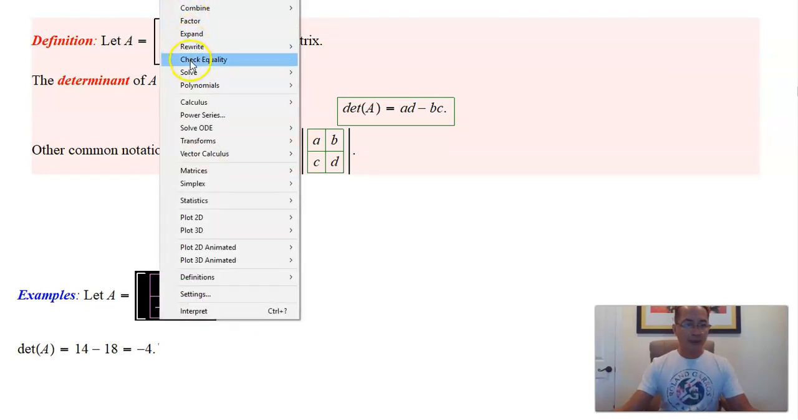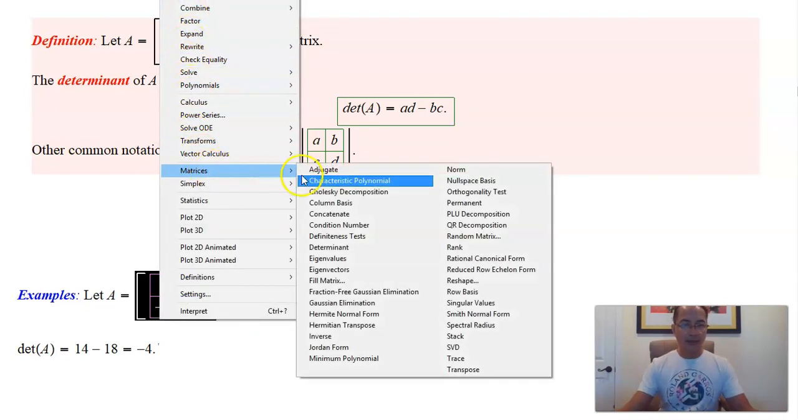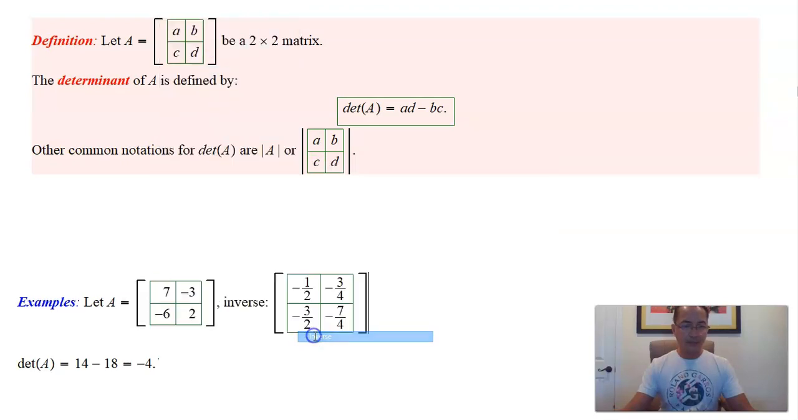Compute matrices and inverse. Okay, so it does have an inverse. And of course, we said that the formula had the 1 over negative 4. So there's no surprise that there's a 4 in the denominator over here.